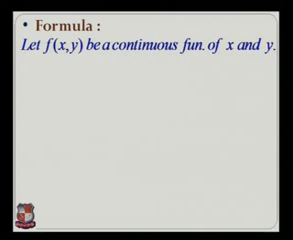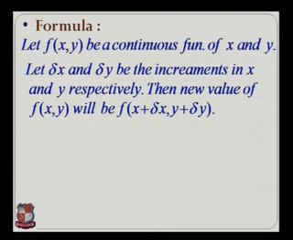The question is how to find the formula for finding error. If you have any function f of x y, a function in terms of x and y, be a continuous function of the variables x and y, let delta x and delta y be the increments in x and y respectively. Then the new value of f of x y will be f of x plus delta x comma y plus delta y. So if x is replaced by x plus delta x and y is replaced by y plus delta y, then the new value is f of x plus delta x comma y plus delta y.